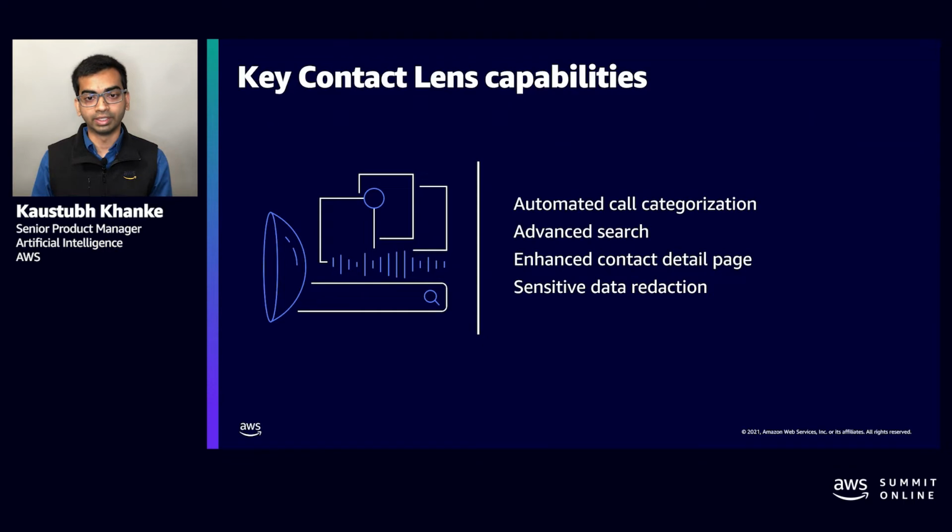Contact Lens uses machine learning to automatically detect and redact sensitive information such as names, addresses, credit card information, and social security numbers. These are redacted not only from the call transcripts, but also from the audio recordings themselves. All these Contact Lens capabilities are available as a part of an out-of-the-box integrated experience within Amazon Connect. You can access them with just a few clicks without the need for any technical expertise. Let's dive into each of these key capabilities a little further.